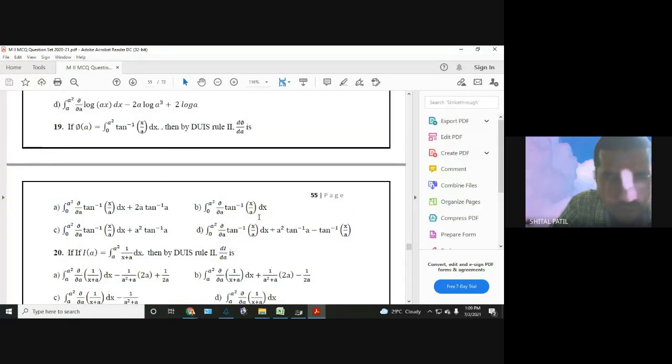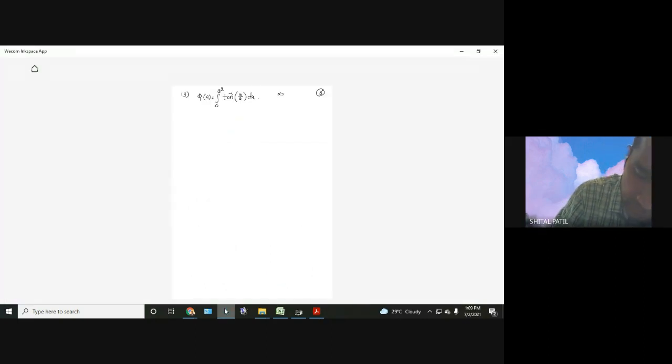Okay, we'll solve one more. Tan inverse, 19th example. Let me change the page. Let example number 19: phi of a equal to integral from 0 to a square of tan inverse of x by a dx. Okay, differentiate, alpha equal to 0, beta equal to a square, functions of a.